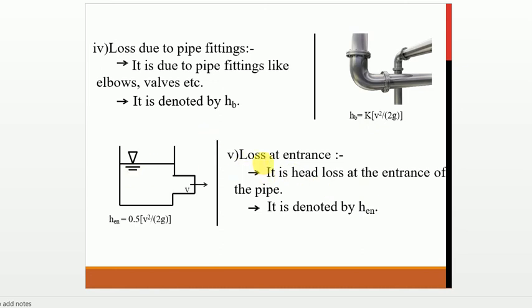Then loss at entrance, which means the inlet of a pipe. From a tank, the water has to get into the pipe. Think of an overhead tank with a pipe connected to the household pipes, maybe to the wash basins or bathrooms. When the water enters the pipe from the tank, there will be some energy losses. That will be nearly the same as the head loss due to sudden contraction, so the entrance loss HI will be equal to 0.5 V square by 2g.